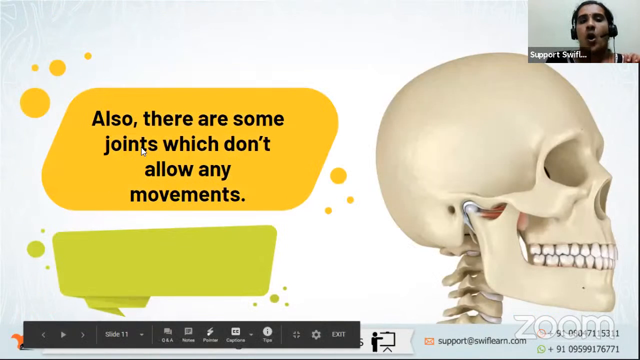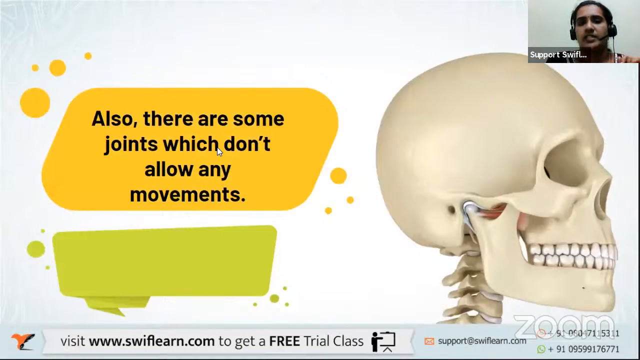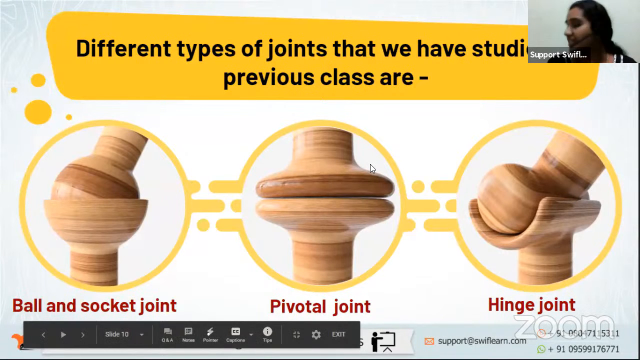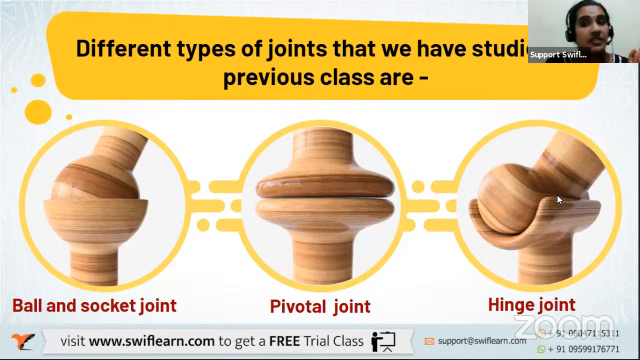Yes. Also, there are some joints which don't allow any movement. Do you know that? Till now, we were studying those joints which we are able to move. The ball and socket joint is present in the shoulder and hip. The second one we studied, the pivotal joint, do you remember where it is present? Yes, it is in the neck and head region. Then the hinge joint is present in the elbow and knee.